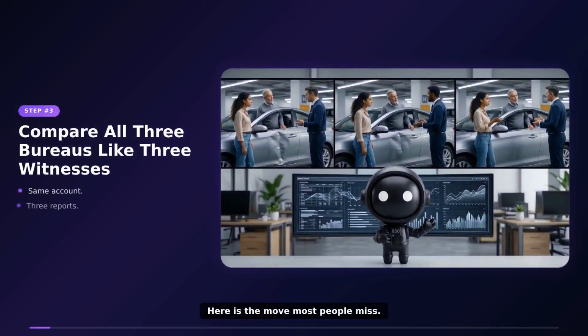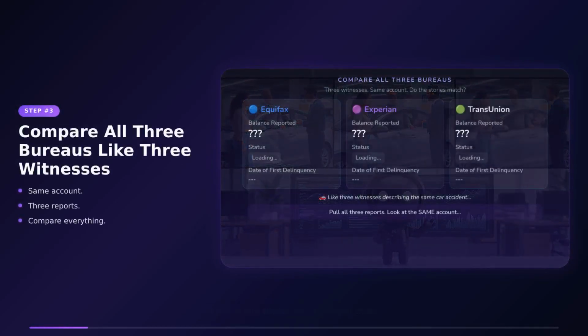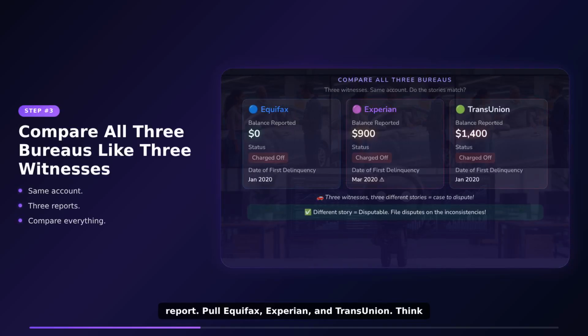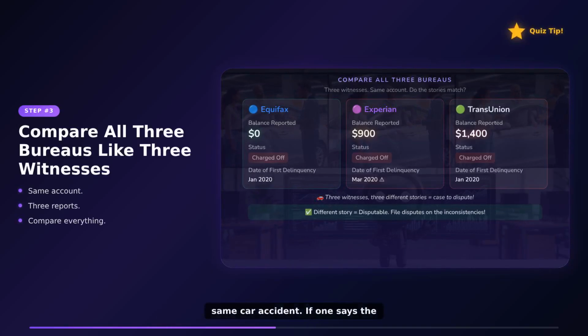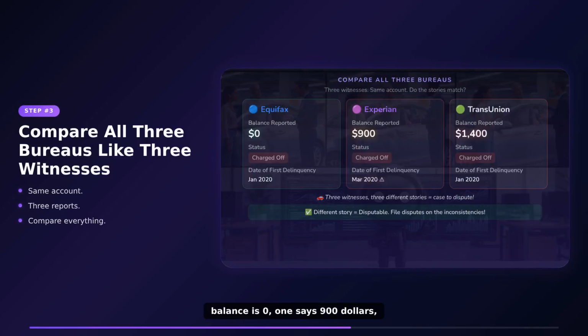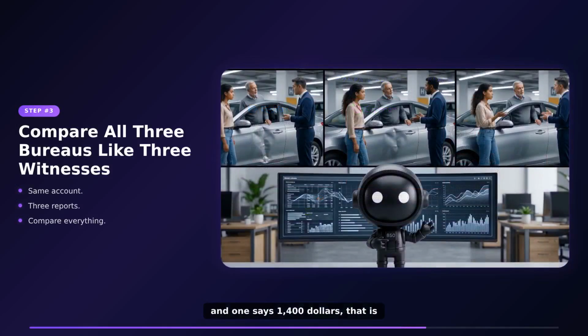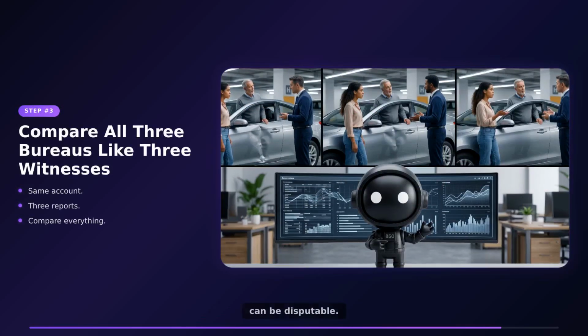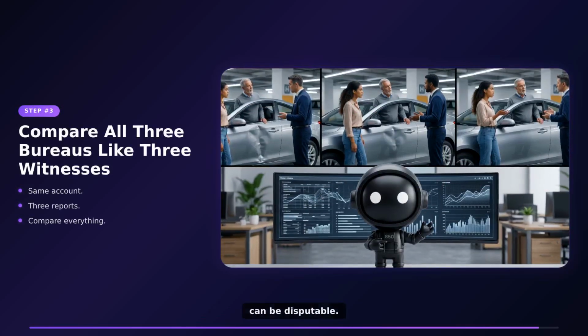Here is the move most people miss. Do not look at only one credit report. Pull Equifax, Experian, and TransUnion. Think of them like 3 witnesses describing the same car accident. If one says the balance is 0, one says $900, and one says $1,400, that is a clue. Same account, different story. That can be disputable.